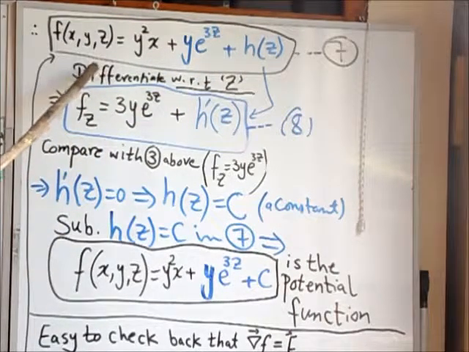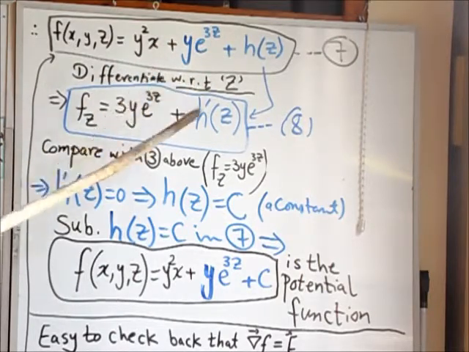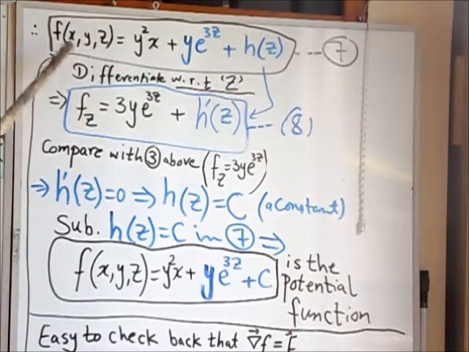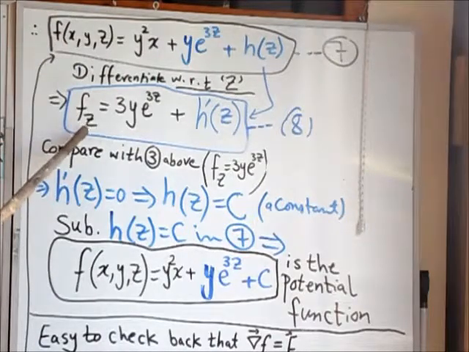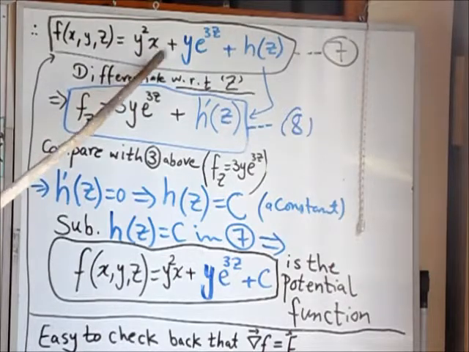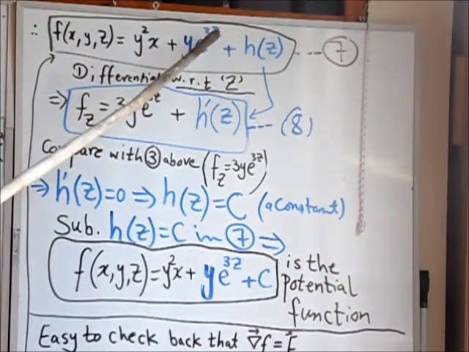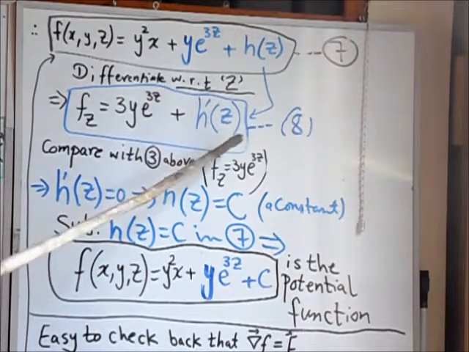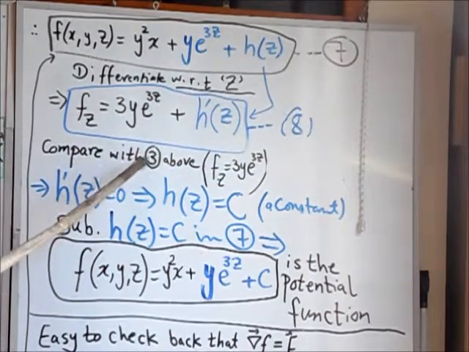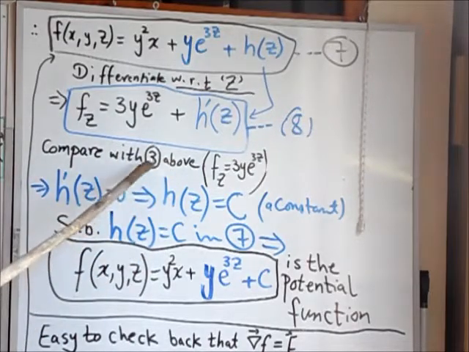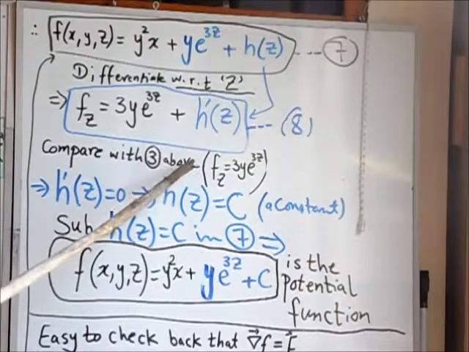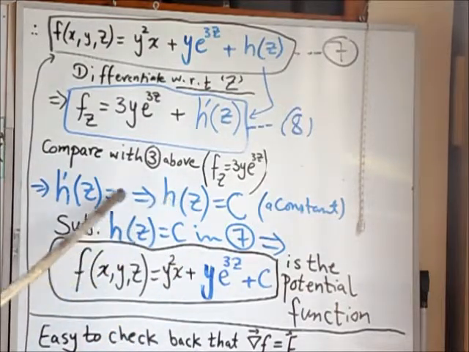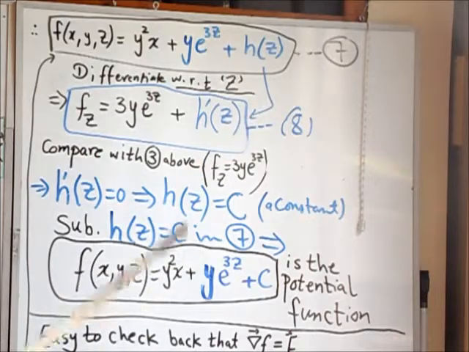Now we want to make use of the other given information, which is the partial derivative of f with respect to z. We had it before. So we have to differentiate this with respect to z. There is no z in the first term, so that becomes 0. Now here with respect to z, you get 3y e^(3z) plus h dash, the derivative of h with respect to z. Again, by comparing with equation 3 above, we notice that h dash of z will be equal to 0. This means that h itself is a constant. So h of z is a constant.